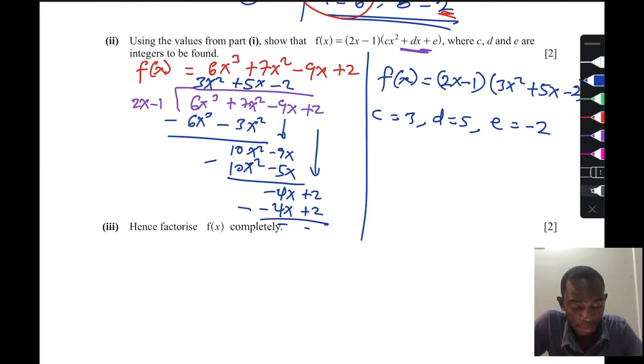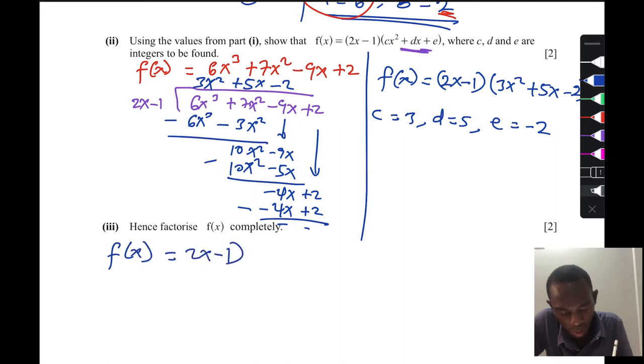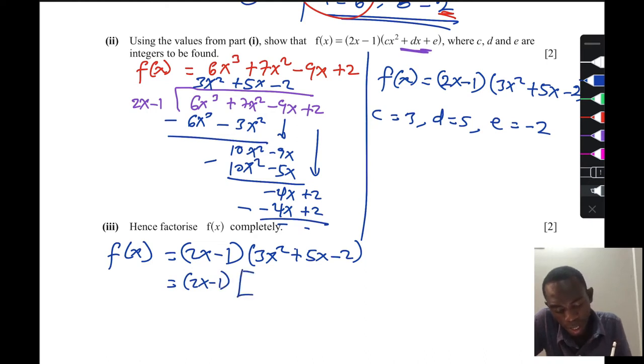Now the e part, the III says that we should factorize this thing completely. Okay, so that means we know our f of x has been written as 2x minus 1, and then we have 3x squared plus 5x minus 2. Let's see if we can factorize this. Let's work with this one first. 3 times negative 2 is negative 6, right? Factors of negative 6 when added give positive 5. That will be, I think that's 6 and a negative 1.